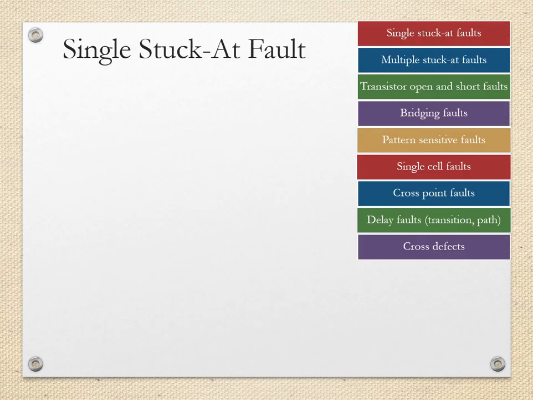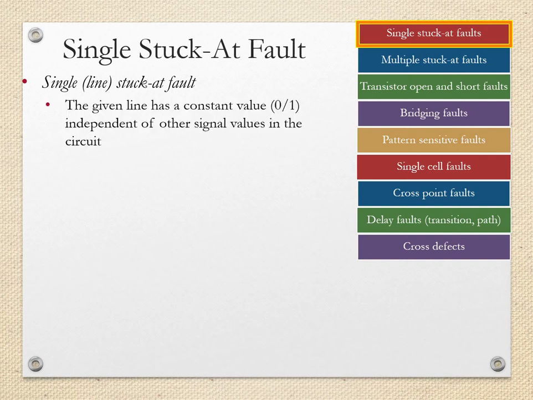So first we will go for the first type of fault, which is called the single stuck-at fault, which I have highlighted among the different types of faults. The first one is single stuck-at fault. The single line stuck-at fault means a particular pin gets connected to either VDD or VSS.